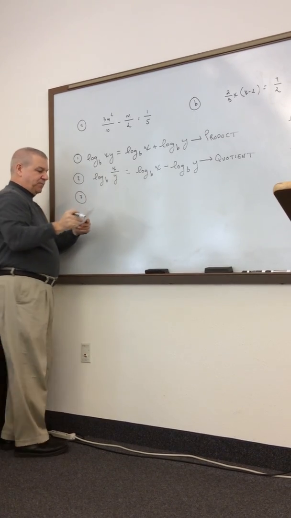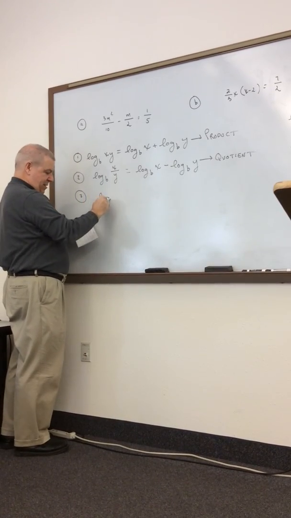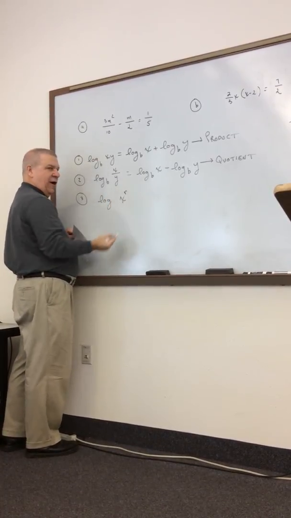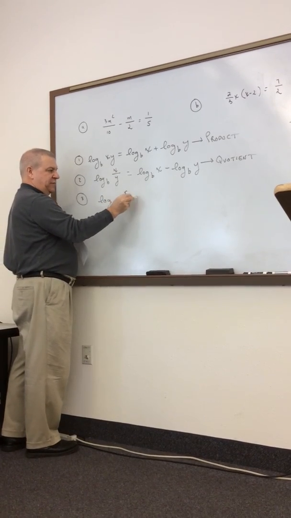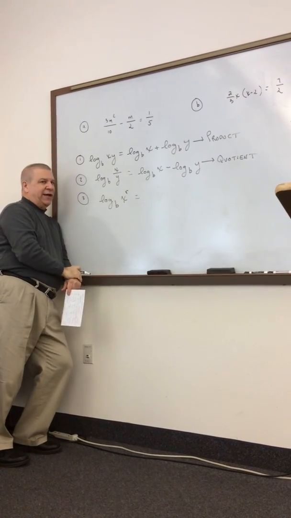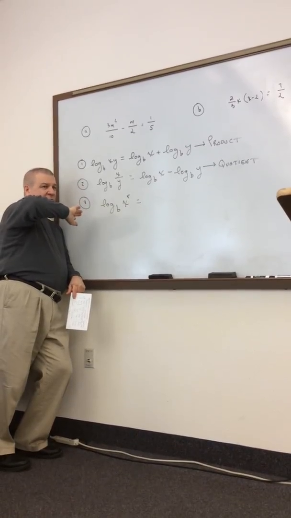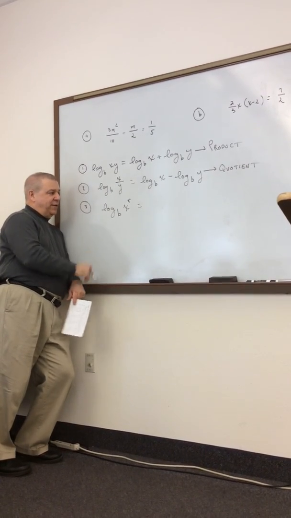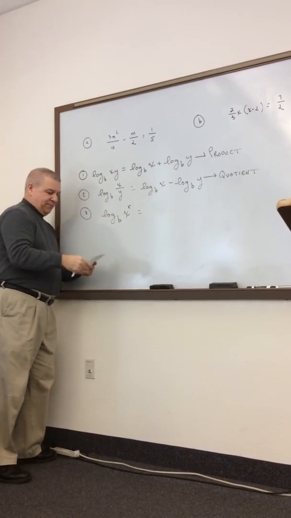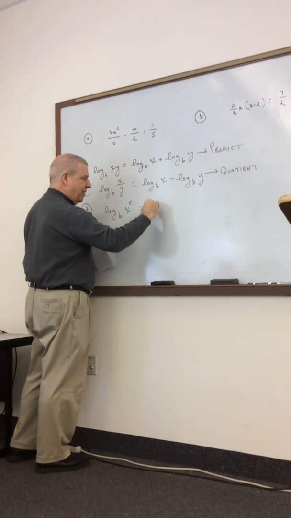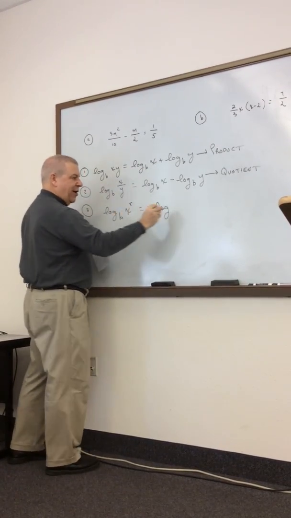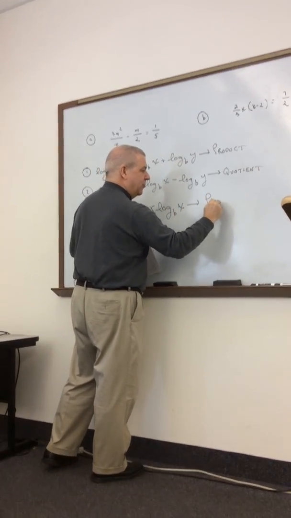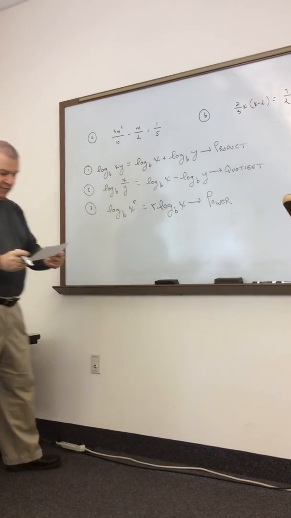Property number 3. You have the log of a power, x to the r to a certain base. And then I'm just going to show you how to use these. These properties are going to be used to do other things later, next week. This is the log of something to a power. This is equal to r times the log of that base. This is the power property of logarithms.